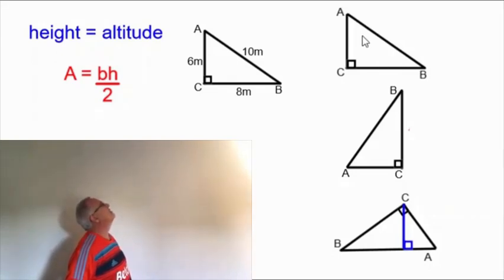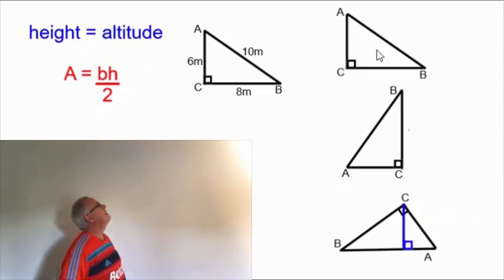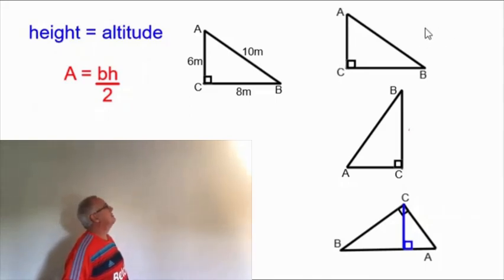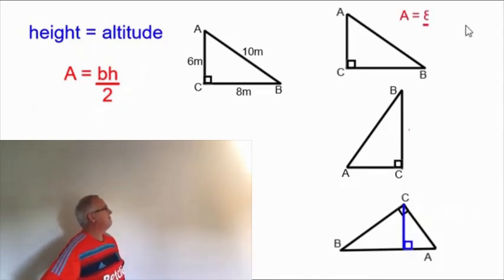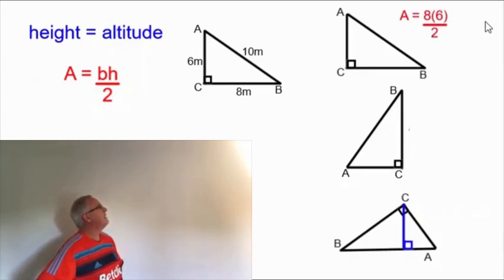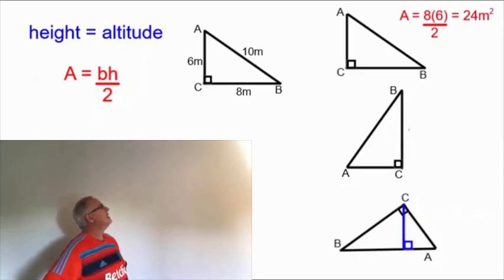The height is a straight line drawn from vertex A to the opposite side forming a right angle. So in this case, side AC, which was already in the triangle and which we already know is 6 meters in length, is our height. That allows us to fill in our area formula. And we get an answer of 24 meters squared.